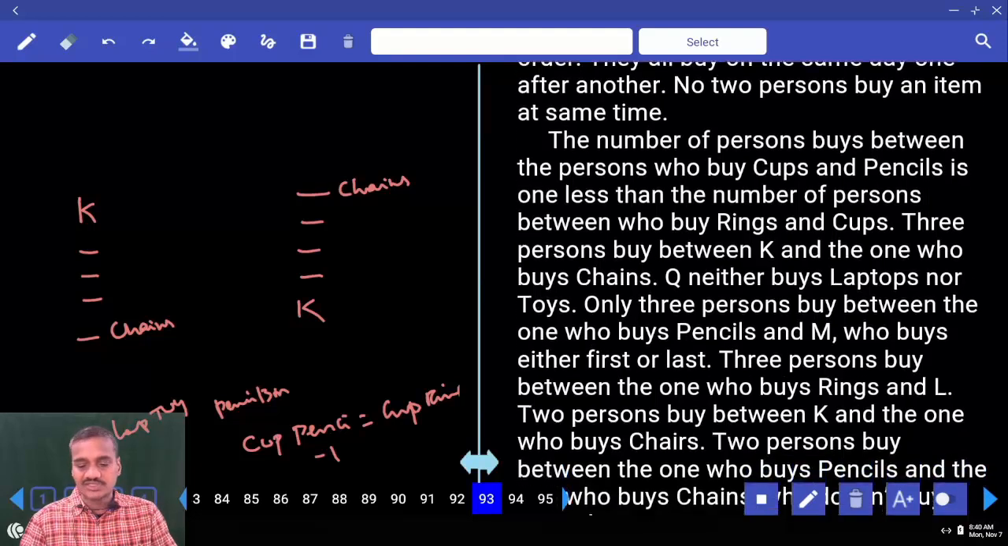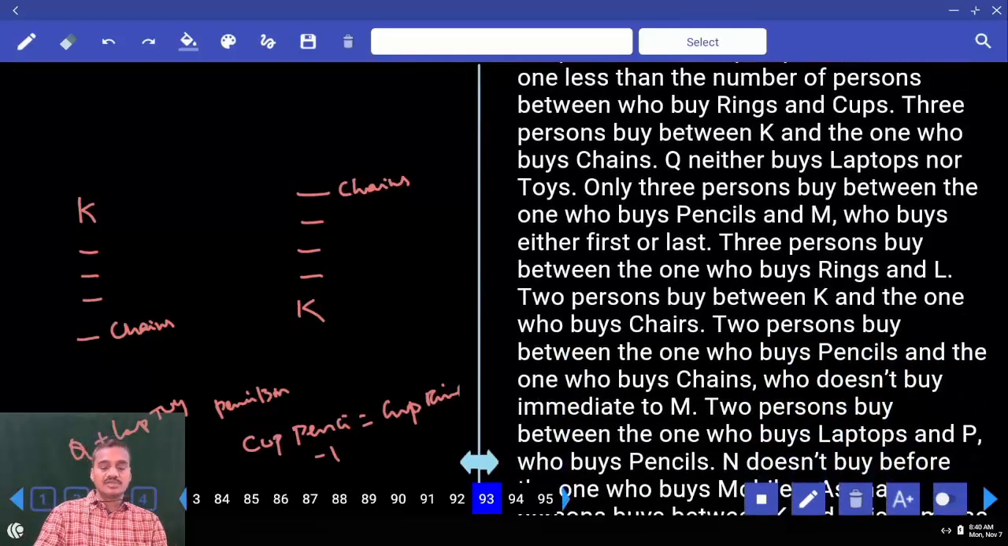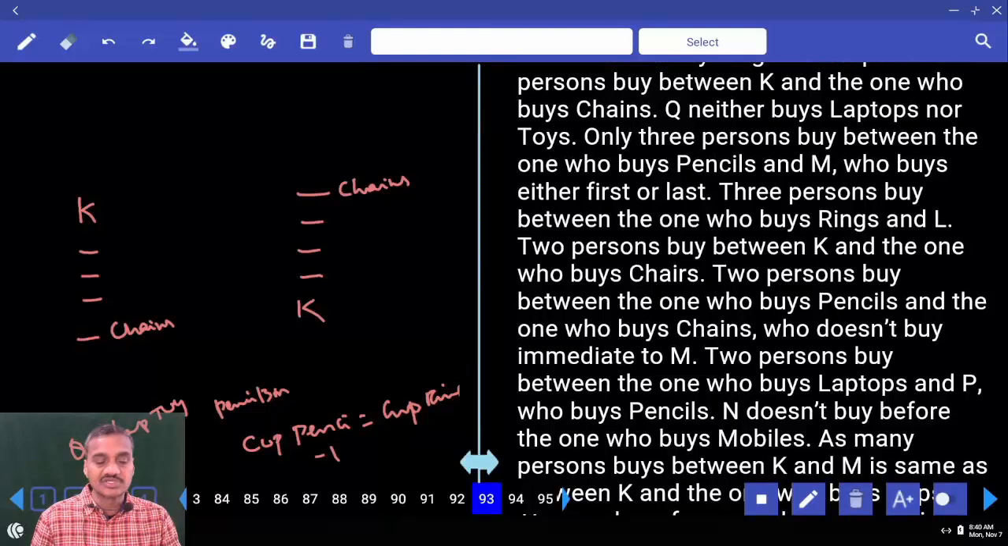And M buys either the first or the last. Now here, M buys either the first or the last. Now, in this one, M buys either the first or the last. Now, can we have M at the last? If M is last, then 3 persons between M and this one.